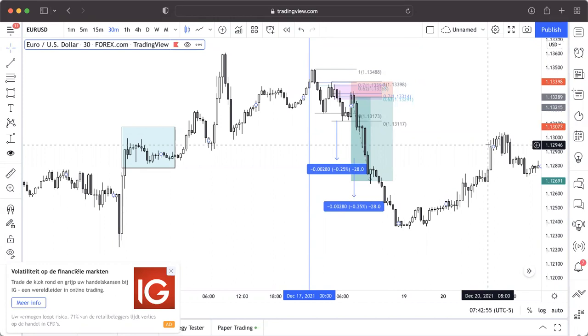I actually posted a screenshot in my Discord, and you can see 4 examples in a single week. So I believe if something happens 4 times in a single week, it's pretty nice.